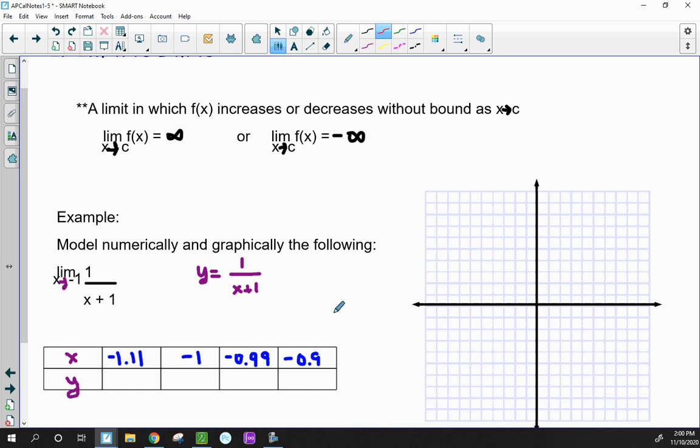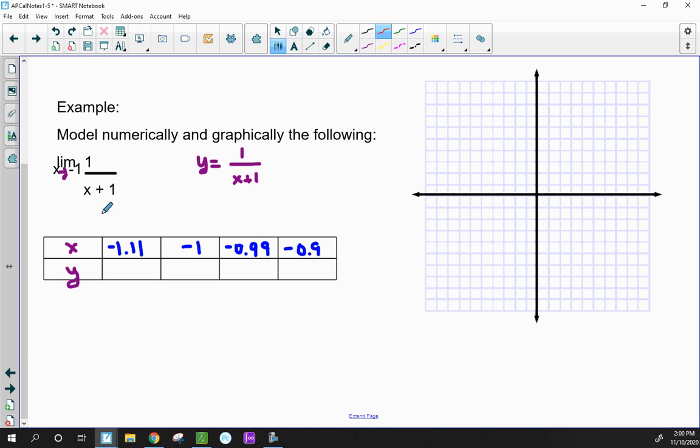So, quick example. Here is our problem. We are going to find the limit of 1 divided by x plus 1 as x approaches negative 1. Please notice there's no plus or minus sign here, so it is a two-sided limit that we're dealing with in this problem. The question says model numerically and graphically the following. So if this is our question, here's my direction. I've got to do this two different ways.